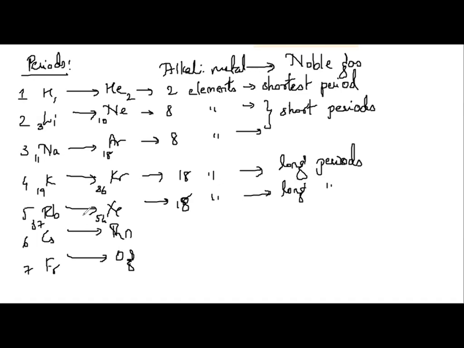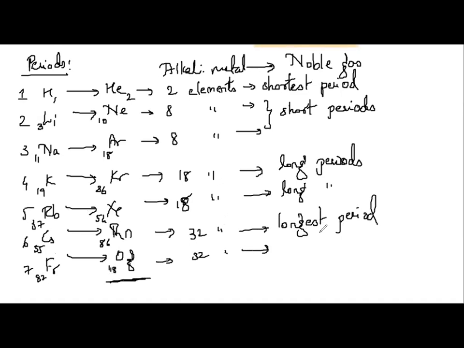The sixth period, starting with cesium, atomic number 55, ending with radon, atomic number 86, and the last one, starting with atomic number 87, ending with atomic number 118, have 32 elements each. Actually this was called the longest period, and the last was incomplete. Very recently this element was discovered, therefore we used to call it incomplete, but that also now comes under the longest period.